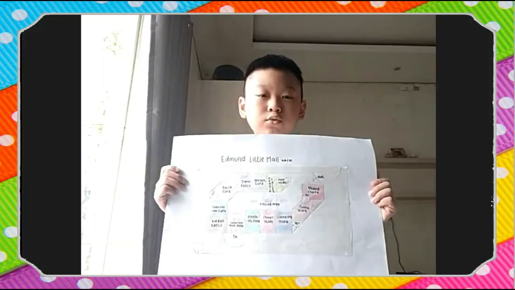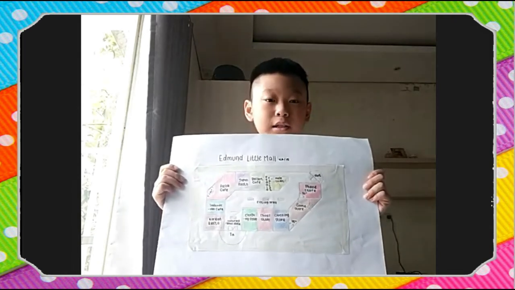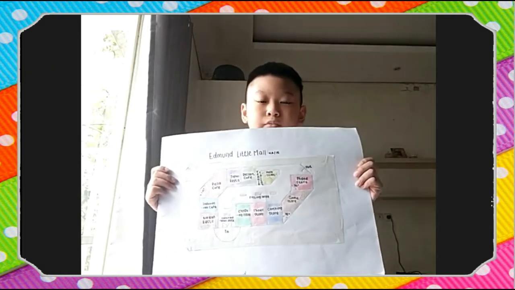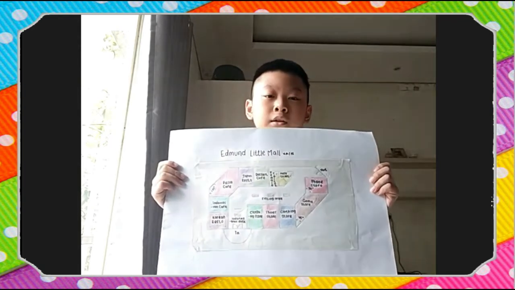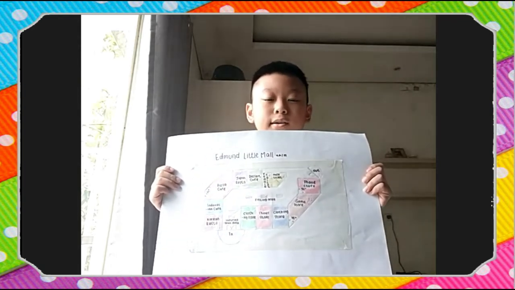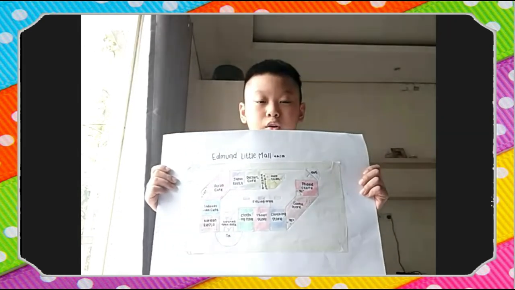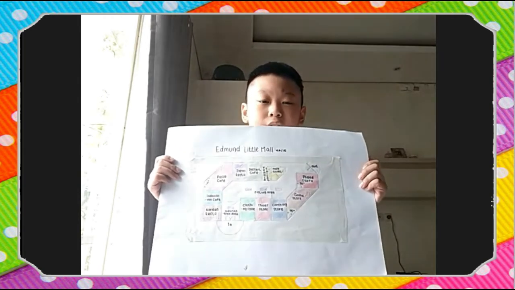God bless you. Today, I will present my mall. I make this mall because I like going to malls and I want people to have fun. There are 5 stores in my mall and 5 restaurants. The uniqueness about my mall is it has robots helping the people go to where they want to go. My favorite store is the game store because I like games.